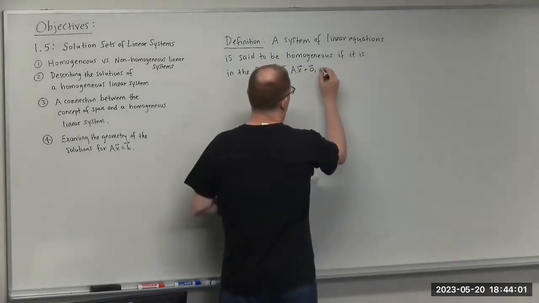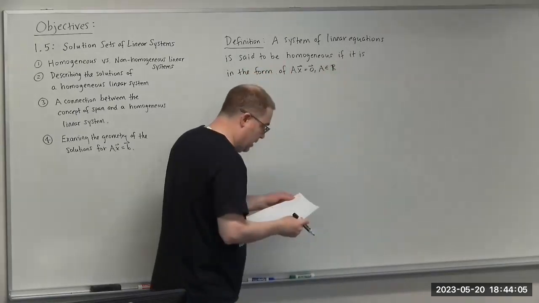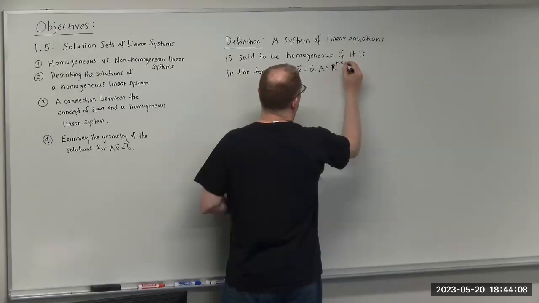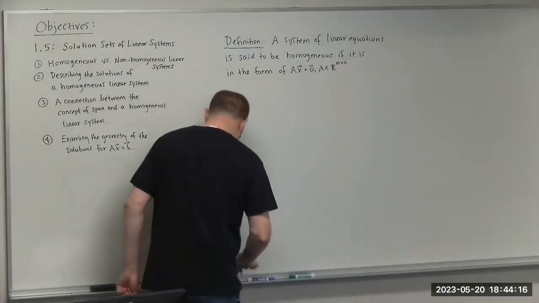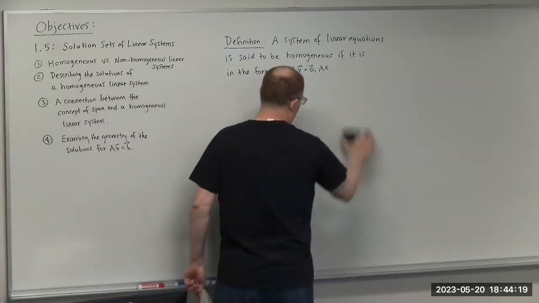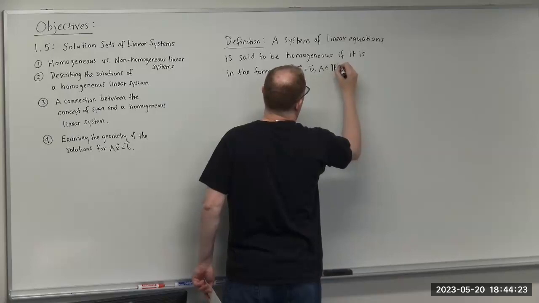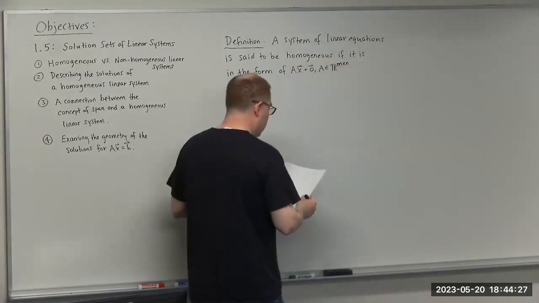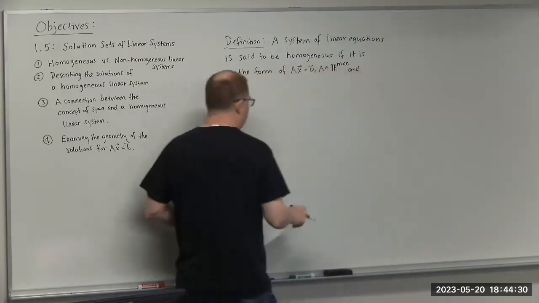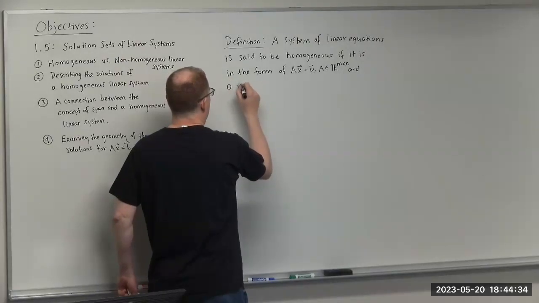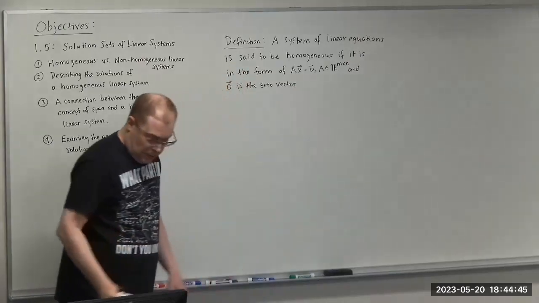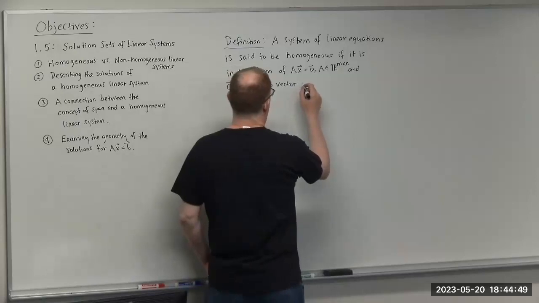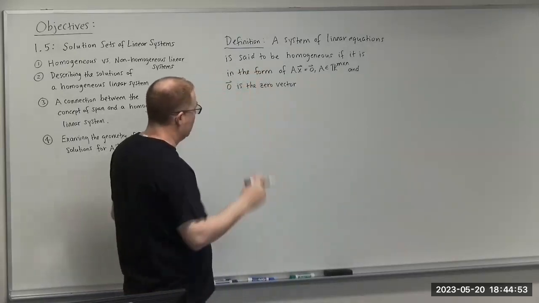So A here, we're assuming that A is an M by N matrix, M being the number of rows, N being the number of columns. Let me write that a little bit bigger. And we also know that 0 is the 0 vector, and the 0 vector has to be in R^N.